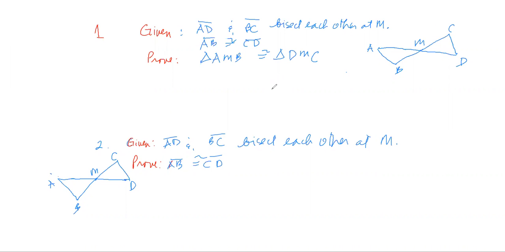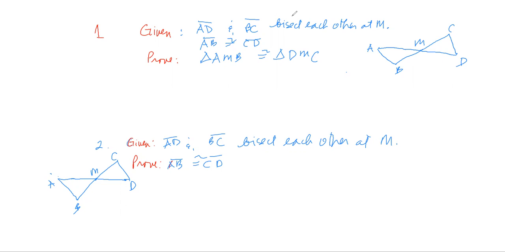Okay, the following video will introduce us to proving that two triangles are congruent using the congruence postulates. In proving that two triangles are congruent, we need to analyze the given. For example, here, segment AD and segment BC bisect each other at M.